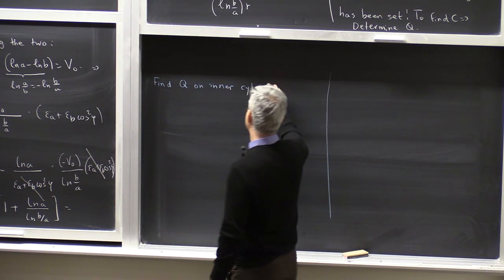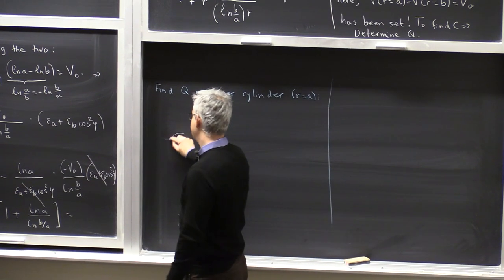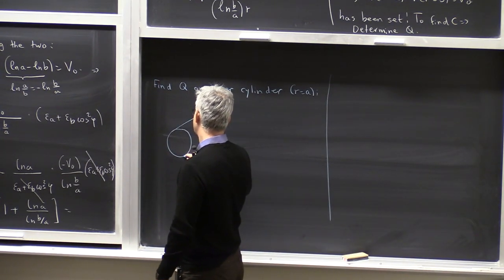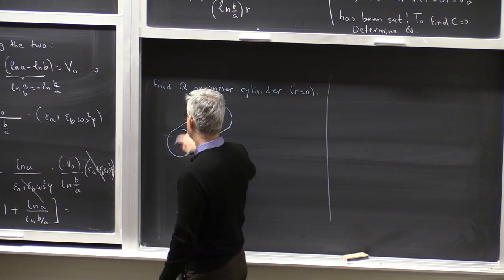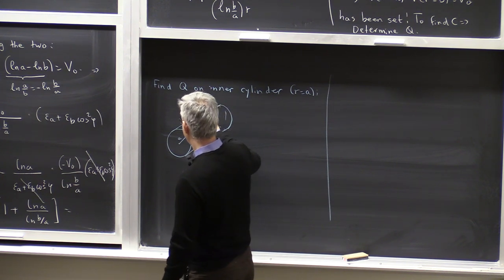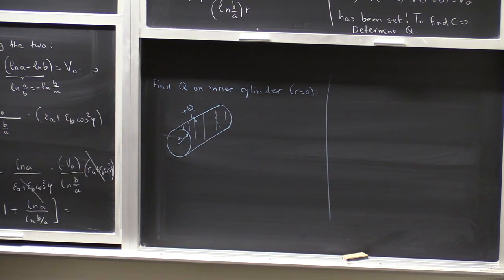So the inner cylinder. So this is the inner cylinder. This clearly has been charged with the positive pole of my battery. So how can I find the charge there? Any ideas? Yes, please. Can we use our expression for D and integrate it over the surface?